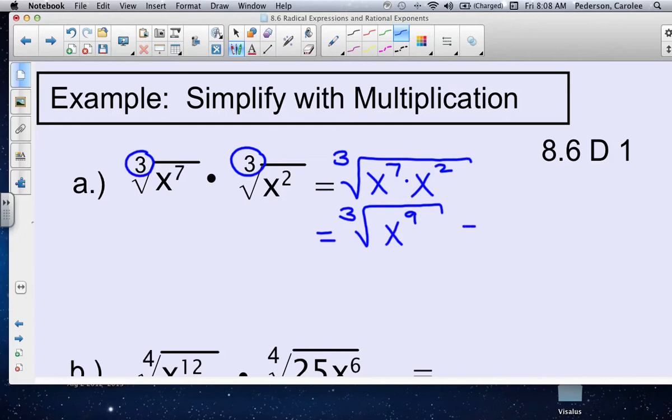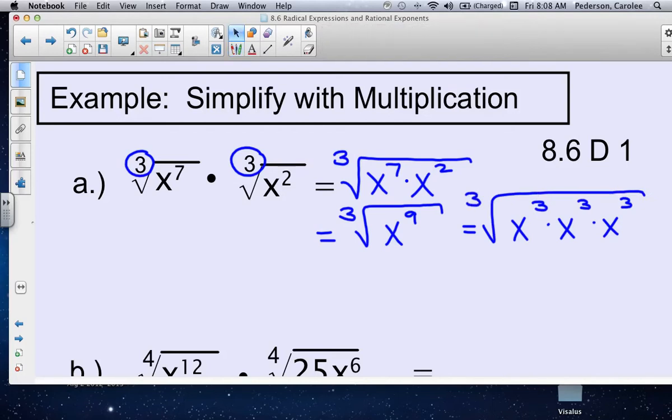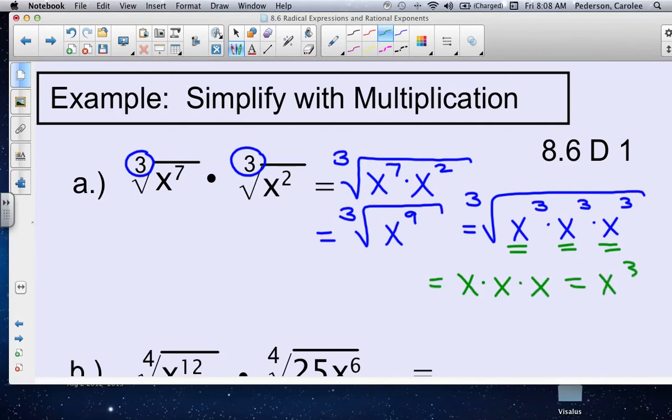So now I'm going to break down that x to the 9th into x cubed, x cubed, and x cubed, because I'm looking for groups of 3 since my index is 3. Then what's going to go out is an x, an x, and an x. So x times x times x is x to the 3rd.